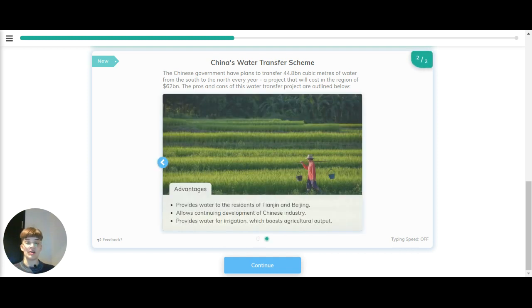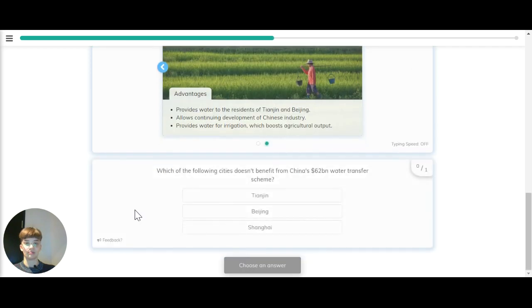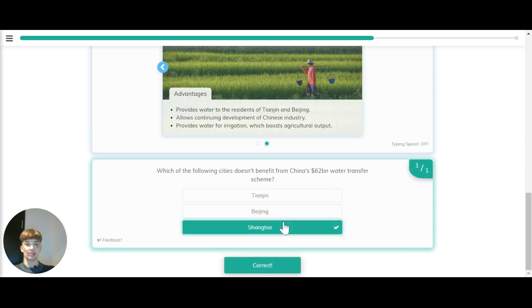The advantages are it provides water to the residents of Tianjin and Beijing. It allows continuing development of Chinese industry and provides water for irrigation, which boosts agricultural output. Which of the following cities doesn't benefit from China's $62 billion water transfer scheme? Is it Tianjin, Beijing, or Shanghai? The correct answer is Shanghai does not benefit.